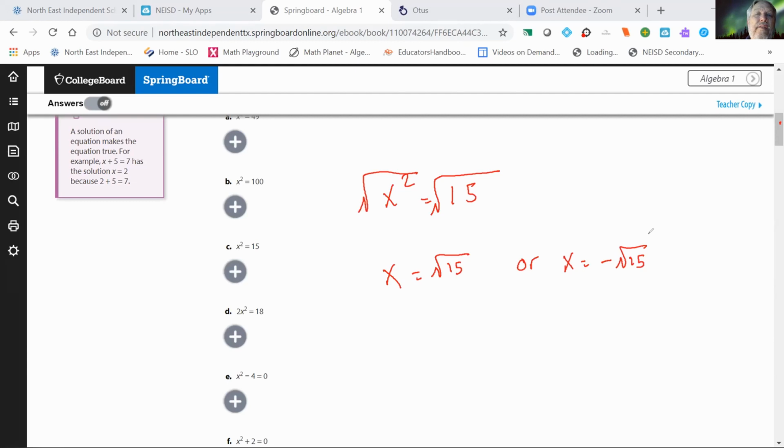So let's look at D. We have 2x squared equals 18, and we don't want to jump to the square rooting until we've got the x squared by itself. So we divide out the 2, and we get x squared equals 9. If we take the square root of both sides, x can be equal to 3, or x can be equal to negative 3.